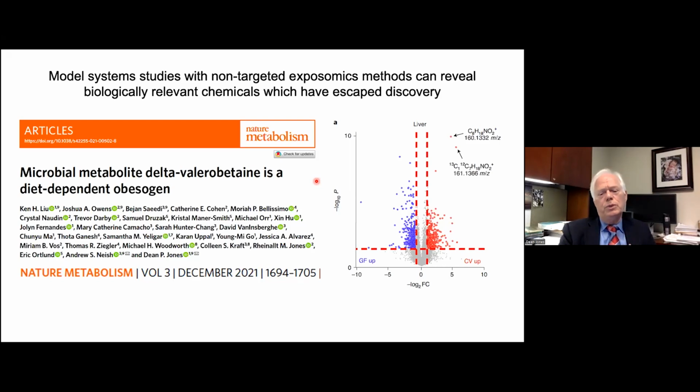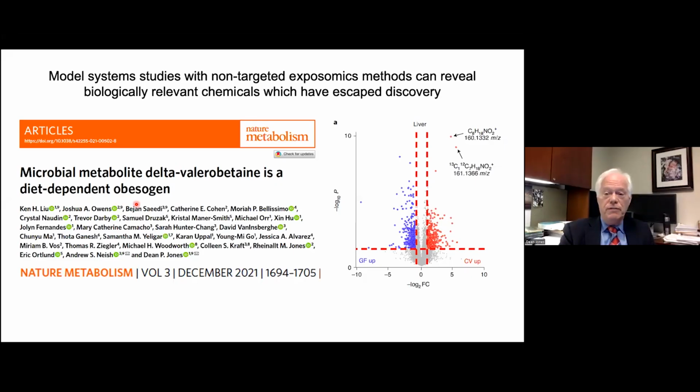as transitioning to human studies, what I wanted to point out was that these model systems are also valuable because they can allow us to discover molecules, chemicals that we didn't know were even there or didn't know what their functions were. And this is one that we described a couple of years ago. It's delta valerobetaine. This is an interesting one because it is produced by microbes in our gut from dietary components, specifically lysine and lysine-related metabolites. And when it's converted to this valerobetaine by the microbiome, it becomes a diet-dependent obesogen.